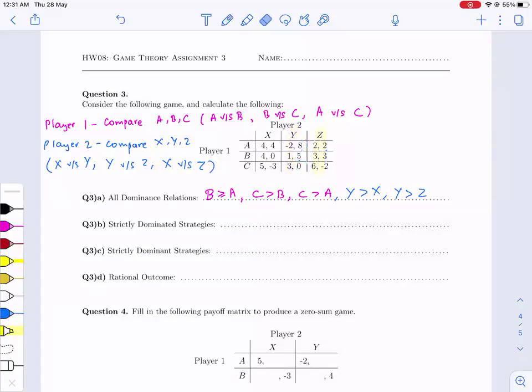Finally, let's compare X and Z. So the first column and the third column. Look at the payoffs for player 2. So the second numbers between 4 and 2, 4 is bigger. Between 0 and 3, 3 is bigger. And between -3 and -2, -2 is bigger. Now, this time, you cannot say absolutely that X is better than Z or Z is better than X, because in one situation, X is the better response. In another situation, Z is the better response. So you cannot really compare X and Z.